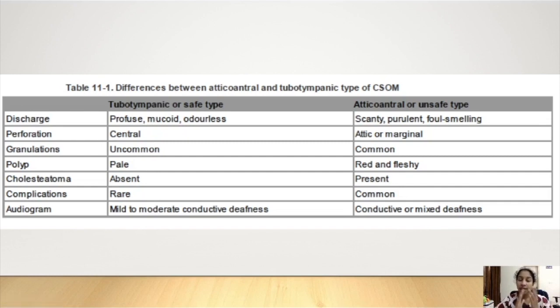Mixed means conductive and sensorineural deafness. Sensorineural means the internal ear, the nerve pathway, is affected. So both will be there in atticoantral. So this is the difference between tubotympanic and atticoantral. So for discharge we have to see perforation, granulations, polyp, cholesteatoma present or absent, complications are there or not, and audiogram to check the degree of hearing loss.